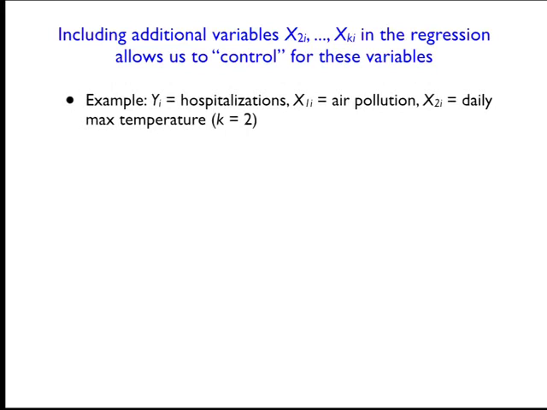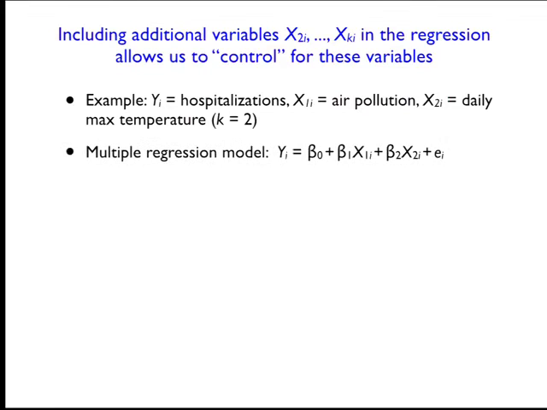So let me just talk about this in the context of our air pollution and hospitalizations example. Here y, the outcome, is again going to be hospitalizations. X1 is air pollution, and X2 will be the daily maximum temperature. And i here is going to index days because we're looking at the number of hospitalizations on a given day, the air pollution on a day, and the daily temperature on a day. So the multiple regression model is going to look like y as a function of the intercept beta naught, the first variable x1, which is the air pollution, and then x2, which is the daily maximum temperature.